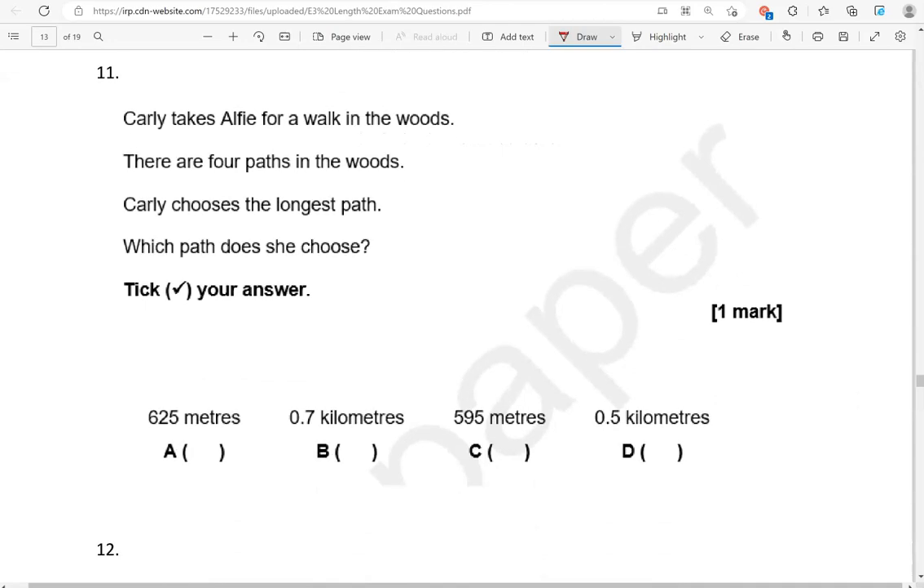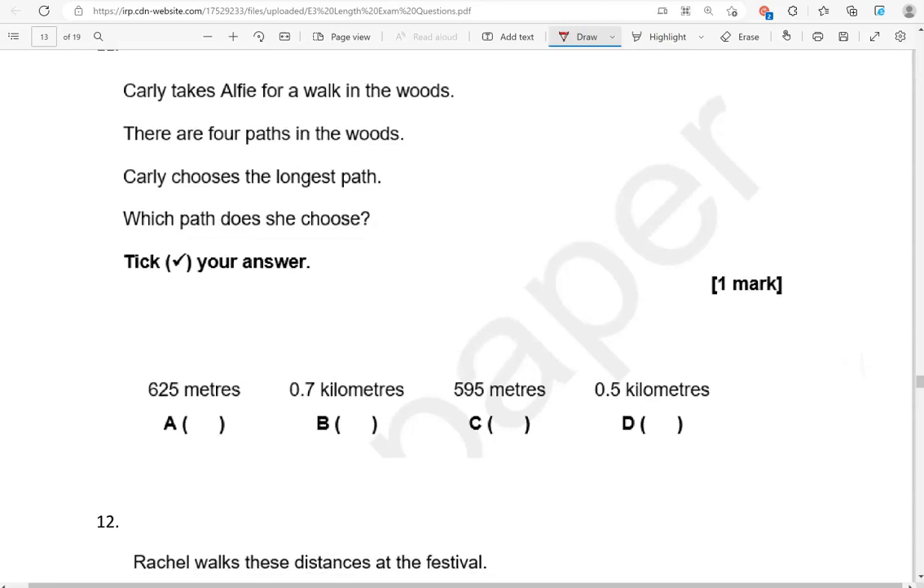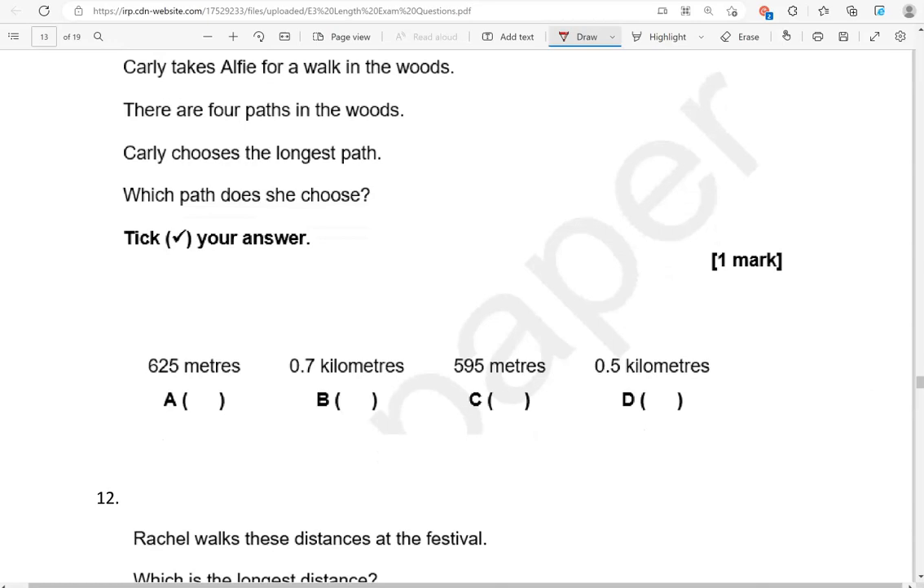Kylie takes Alfie for a walk in the woods. There are 4 paths in the woods. Kylie chooses the longest path. Which path does she choose? Tick your answer. We've got 625 meters, 0.7 kilometers, 595 meters, 0.5 kilometers. As I said earlier, 0.5 kilometers, that is 500 meters. 0.7 kilometers, that is 700 meters.